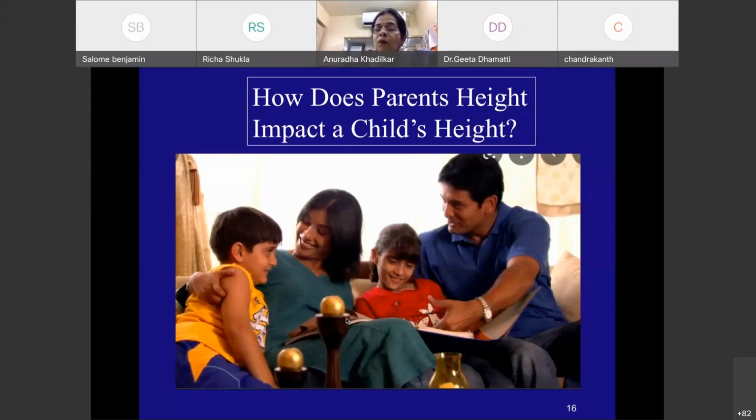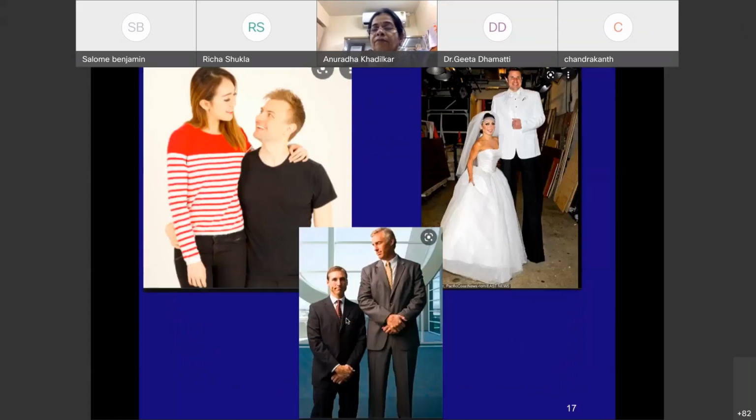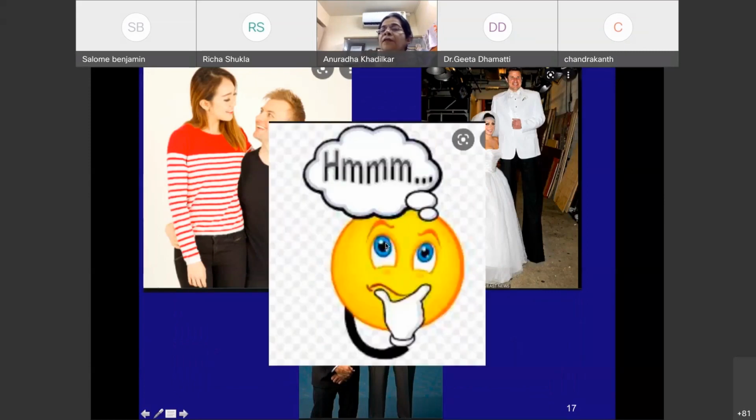So what about older children? How do you account for parents' height in older children? What would happen in this case where the girl is taller? What would happen when the father is massive and the lady is little? And what would happen here? These are questions that we can answer by using a formula for mid-parental height.